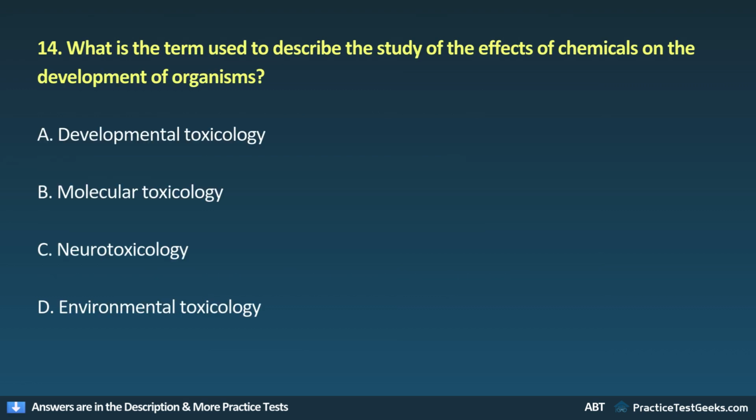14. What is the term used to describe the study of the effects of chemicals on the development of organisms? A. Developmental toxicology. B. Molecular toxicology. C. Neurotoxicology. D. Environmental toxicology.